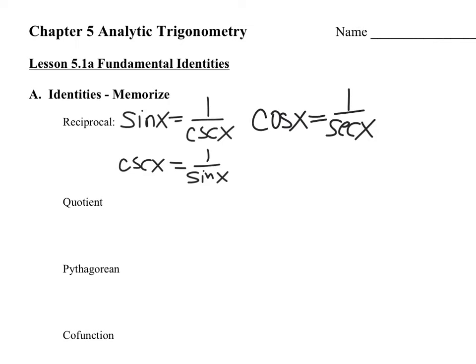All right. So, secant of x is 1 over cosine of x.